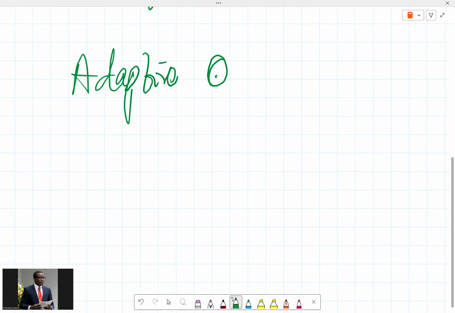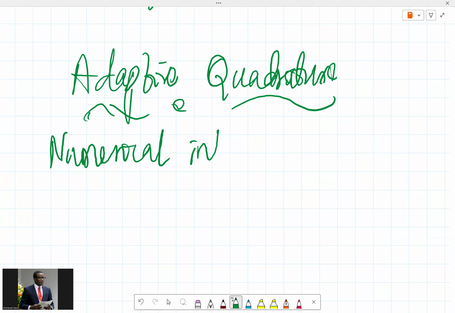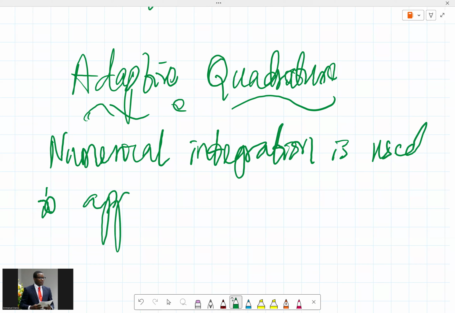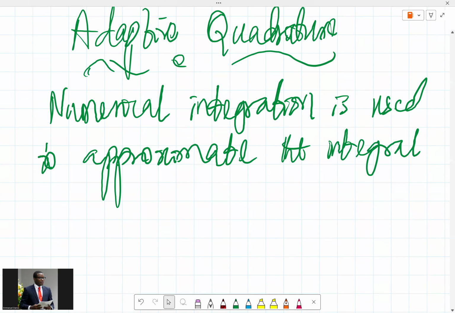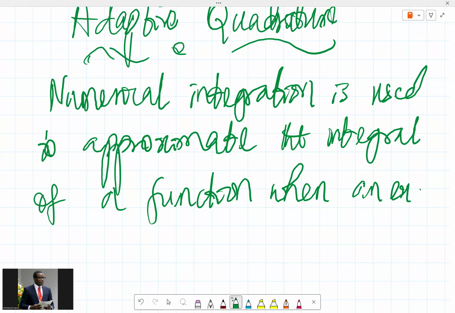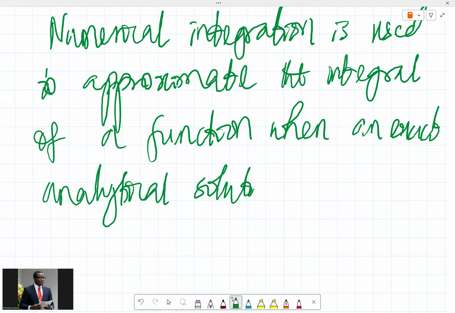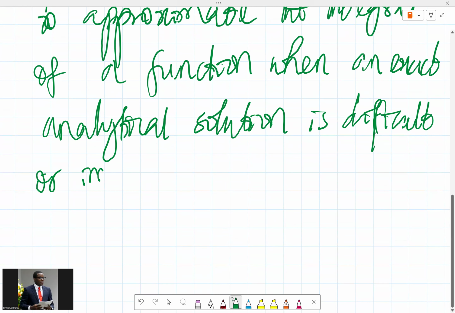Adaptive quadrature. Okay, so numerical integration is used to approximate the integral of a function when an exact analytical solution is difficult or impossible to obtain.